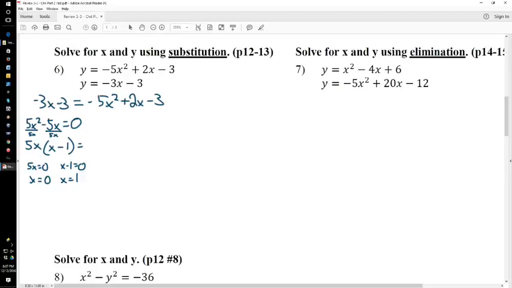Once I get my x values, those are the first part of the coordinates. I need to find my y coordinates. Once I find x, I simply plug them into y. And I'm going to use this equation to solve for y because it's nice and simple. I can do it in my head. If I take my x and plug it in right there, negative 3 times 0 is 0, minus 3 is negative 3. So 0, negative 3.